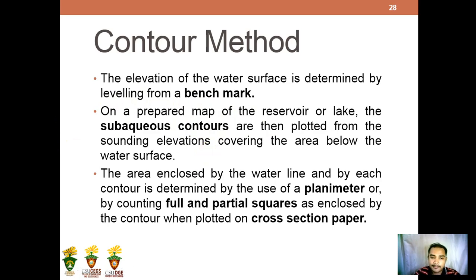No? And the area enclosed by the water line and each contour is determined by the use of planimeter or by the counting full and partial squares as enclosed to the contour when plotted to cross-section papers. So it is then plotted to planimeter. Also, you can do the interpolation to get the specific point, no, or specific elevation between two soundings.